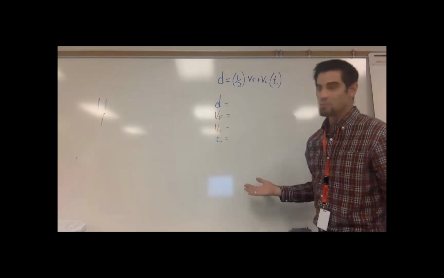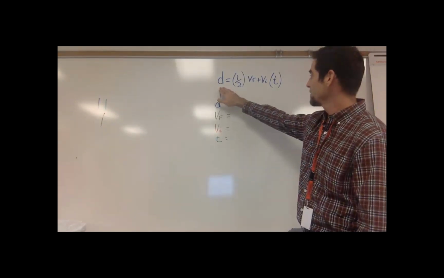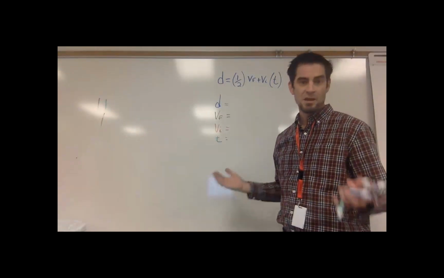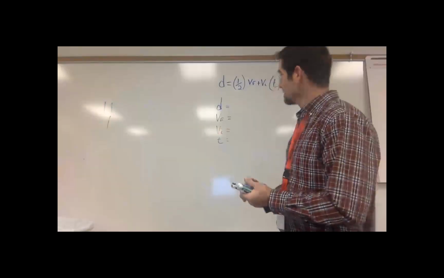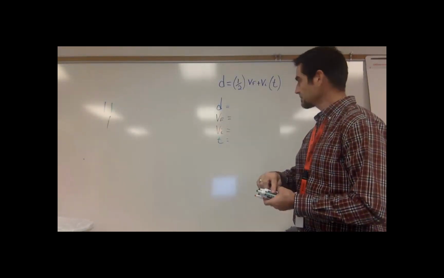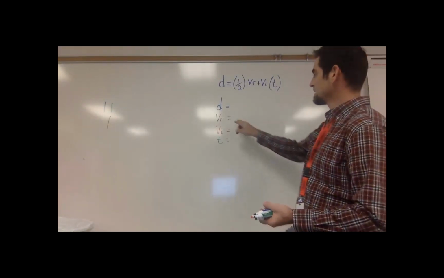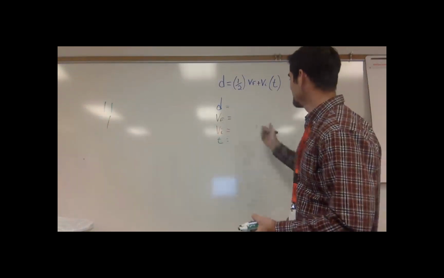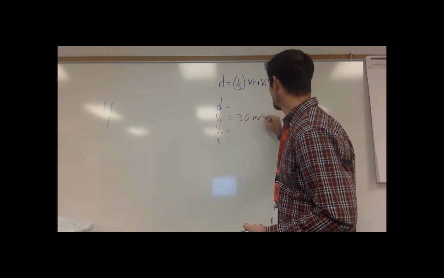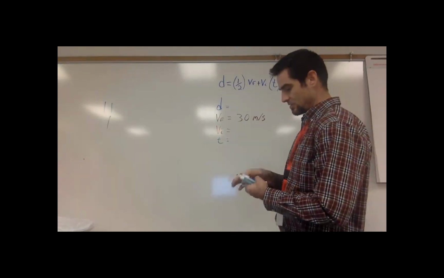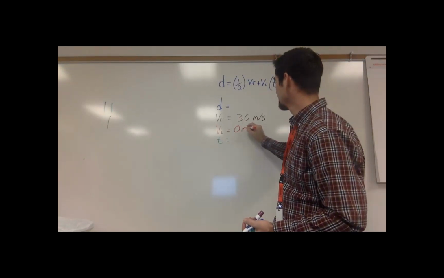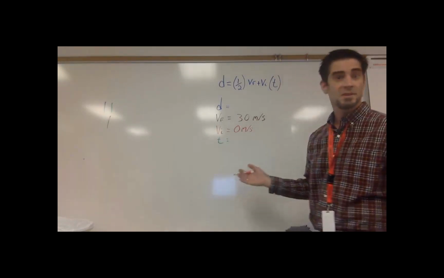So the way algebra works, if I give you three of the variables, you should be able to solve for the other one, the fourth one. So let's just do a quick example where we can solve for distance. Let's say our final velocity is 30 meters per second. Our initial velocity, let's just make that 0 to make it easy, 0 meters per second. Oftentimes it will be 0.